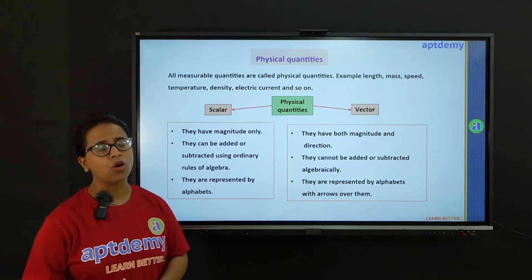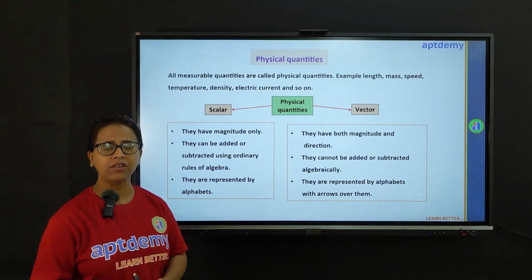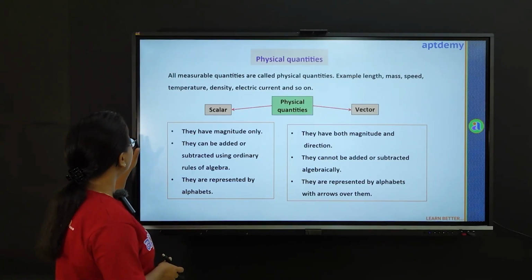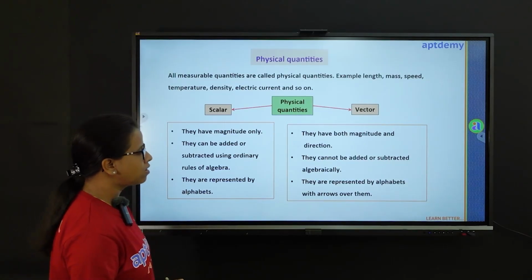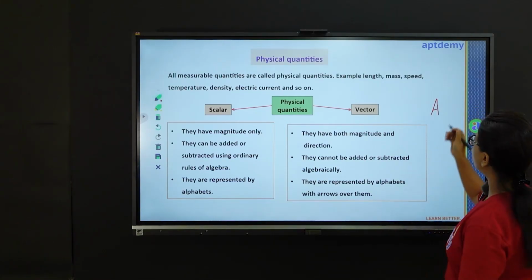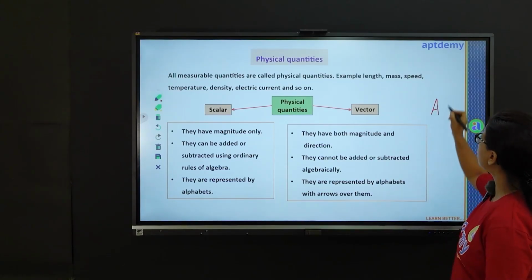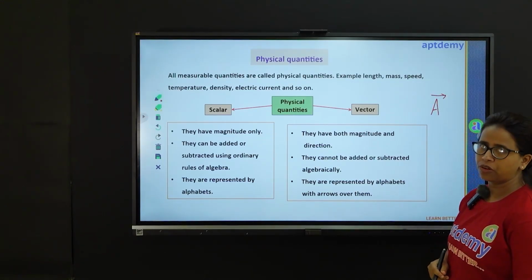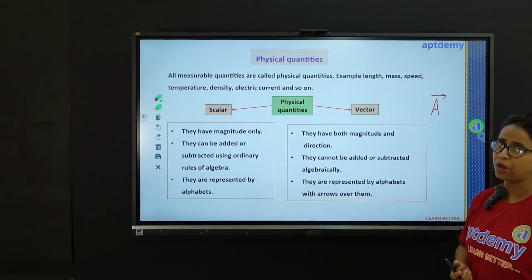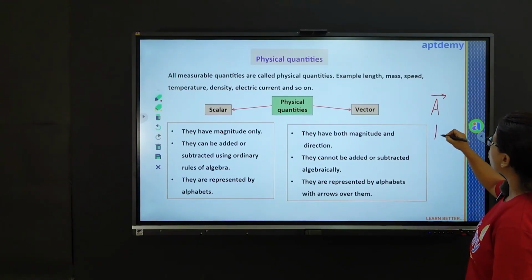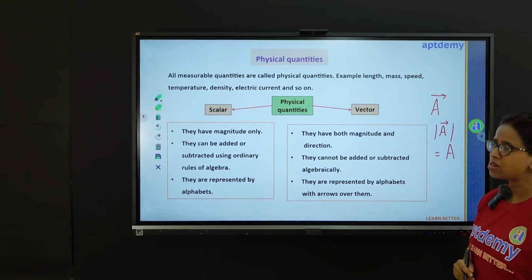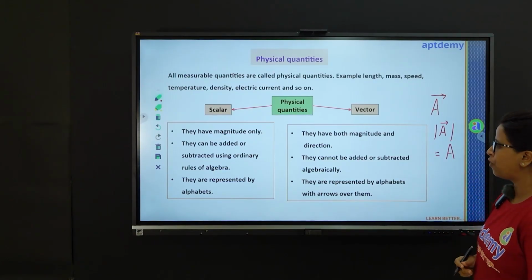Now, to represent scalars, we use alphabets, while to represent vectors, we use alphabets with an arrow over them. For example, if you are to represent a vector graphically, you write it somewhat of this form. Say A is a vector, you want to represent this as a vector, you have to write an alphabet and you have to give an arrow on top of it. So this will represent a vector graphically. Now in writing, when you want to mention the magnitude of a vector, you can write it as modulus of vector A, which can also be written as simply A. So when you are writing this, you are referring to the magnitude of a vector.